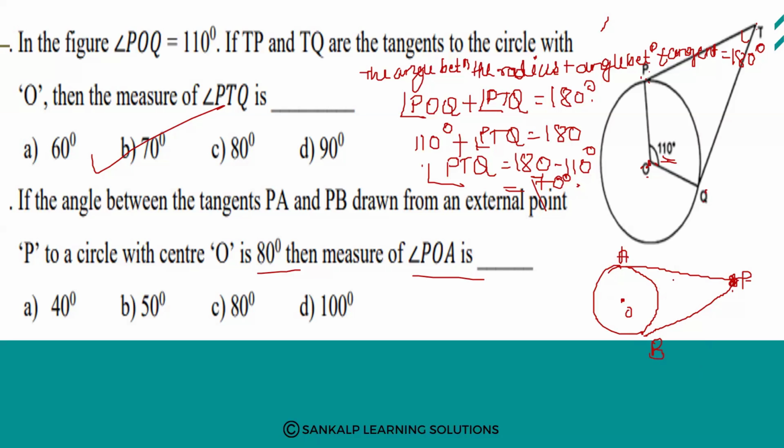Now, so what they have given? So the angle between the tangents they have given, that is 80 degree. And what they ask, the angle between the radius, that is POA, they have asked. POA they have asked, right? So P.